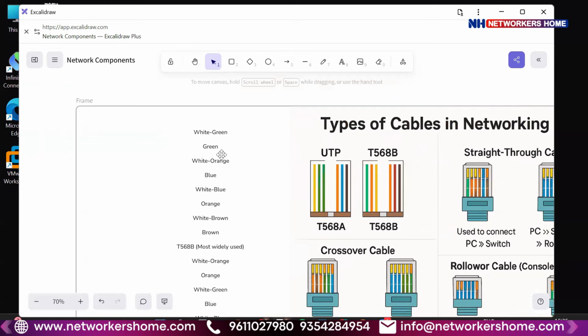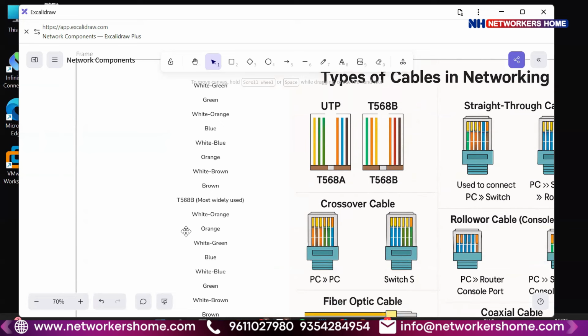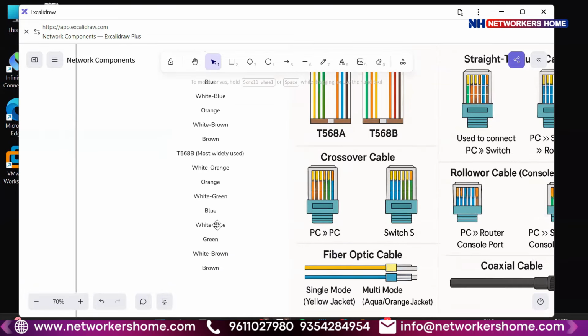Here you see white green, green, white orange, blue, white blue, orange, white brown, brown. This is A part, TA. TB is what? White orange, orange, white green, blue, white blue, green, white brown, brown. When TB is connected with TB, that is called straight through. So both ends will have the same color combination.